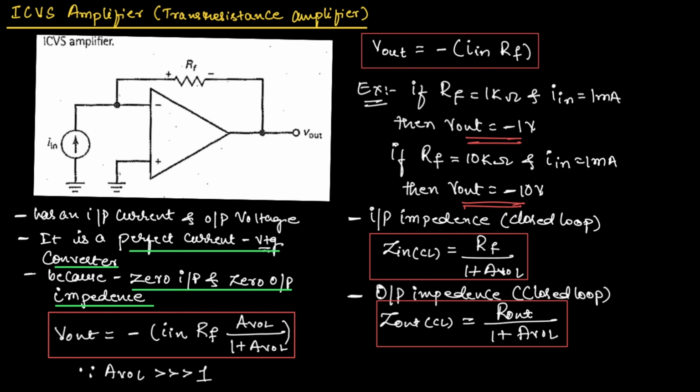Here the input current can be written as I in is equal to V in divided by RF. So here input current can be given as input voltage divided by feedback resistor. In these two equations, if the denominator part, which means 1 plus AVOL, is very large, in that case both input impedance and output impedance will be very less, or it will reduce.